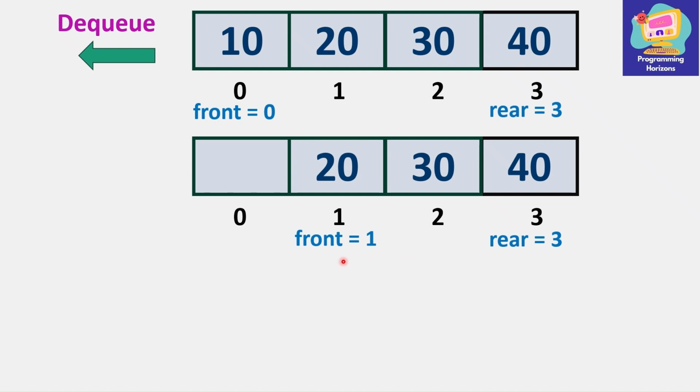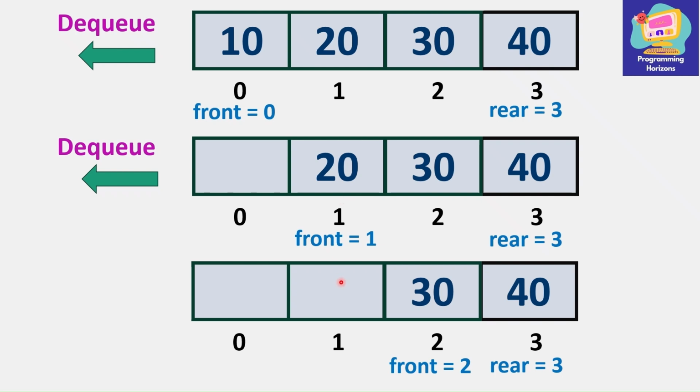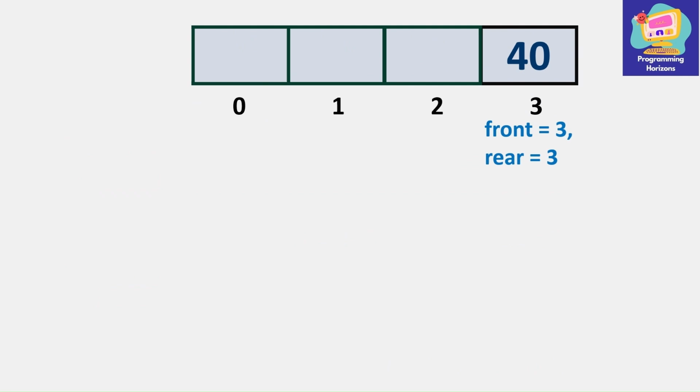In this case front is pointing to index 1 and this means the first element of the queue now is 20. Once again if we perform the dequeue operation, then 20 will get removed and once again front will be incremented by 1. So it points to index 2 and 30 becomes the first element of the queue. If we again perform the dequeue operation, then 30 will also get eliminated from the queue. After eliminating 30, we can see both front and rear point to the same index, which is index 3, that is the last index of the queue where 40 is placed. So this is the only element left in the queue.